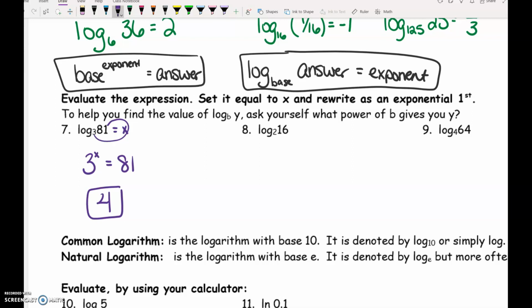Now, on these, they want you to guess and check to get an idea of what logs equal. So log base 2 of 16 equals the exponent: 2 to the whatever is 16. But there is a way to calculate these using your calculator, and I want to teach you that so that you are able to do these in your calculator.